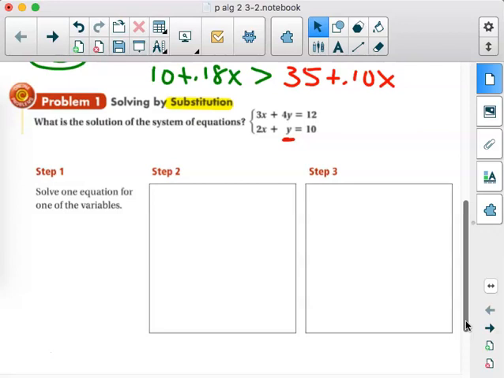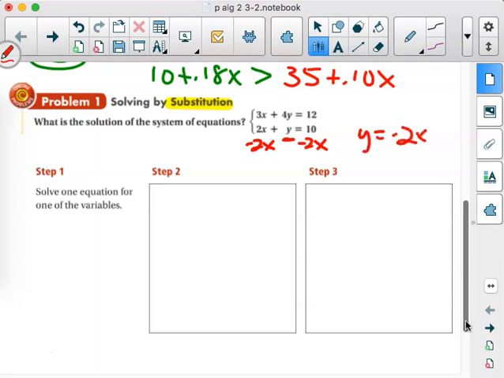Now, like I said, that's usually a decision we make. On the test, we will have one problem that says solve by substitution, so you have to use substitution for that problem, and another one that says solve by elimination, so you don't have a choice. But in most cases, you get to choose which one you want to do. So I go back to this bottom one, and I subtract 2x from both sides. And I have y equals negative 2x plus 10.